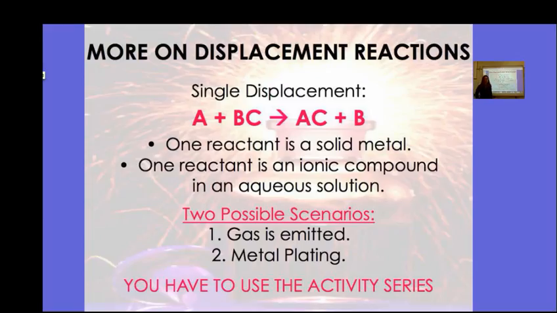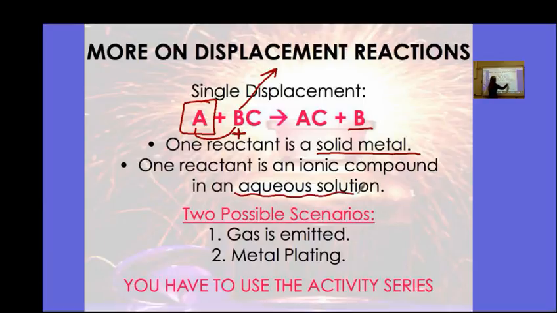A little bit more on displacement reactions. First, single displacement. You have one single, usually a solid metal reactant. It's going to kick out one of these, in this case B, the positive part, or the cation. It's going to kick out the cation, which is in an aqueous ionic solution. So you can have 2 possible scenarios for single displacement reaction. You can have a gas emitted, or you can have metal plating.